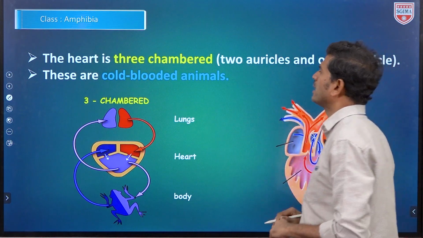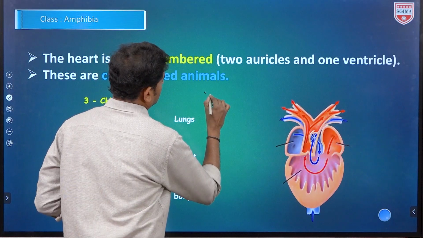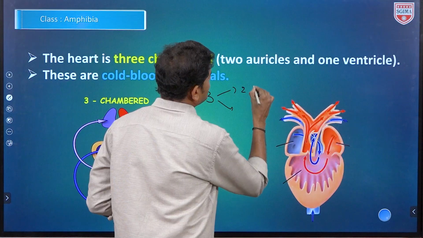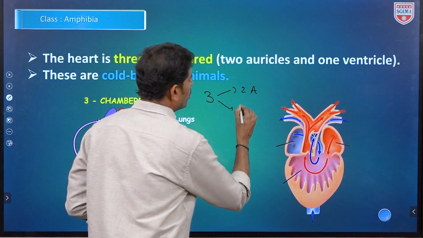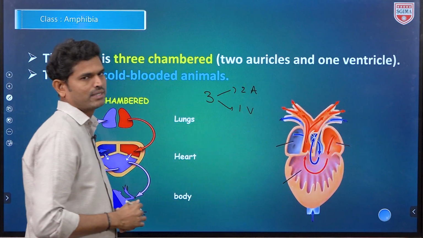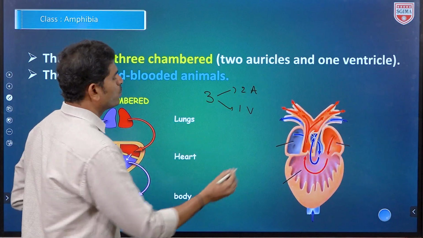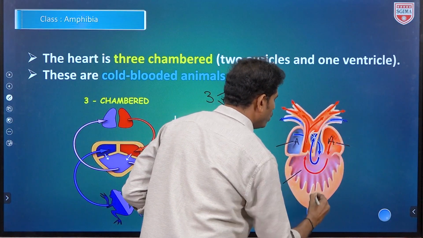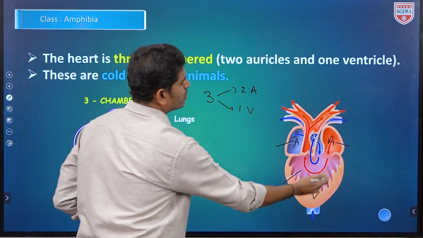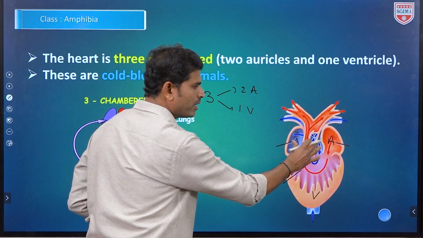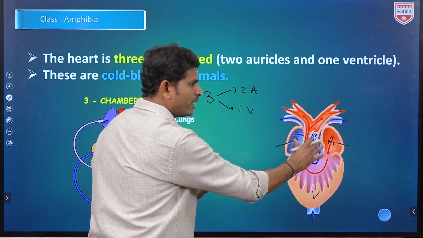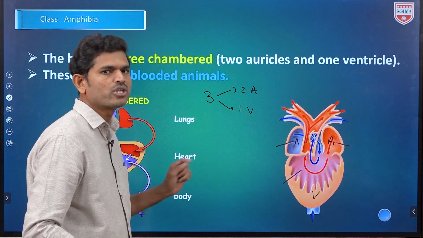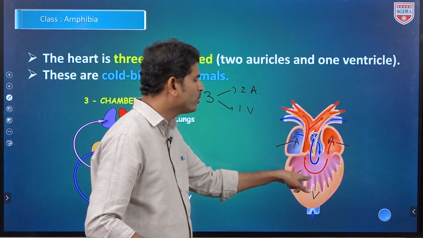Out of these 3 chambers, the upper 2 are called auricles, atria, and the lower one is known as the ventricle. The lower is a common chamber, with no division in it. In evolution, so far only the auricles were first divided into 2 chambers, and the ventricle has still not divided. It is a common chamber, so here the blood will be mixed.